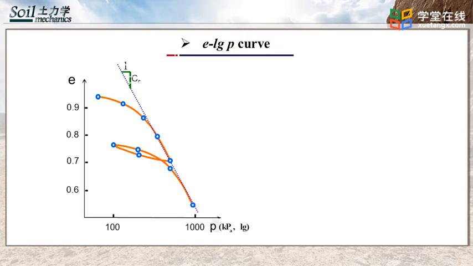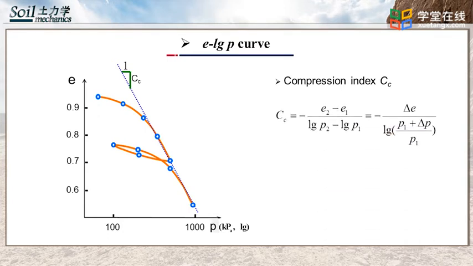Therefore, the slope of the linear portion of the e-log p curve is designated by the compression index Cc. It can also be used to estimate the soil compressibility. The larger the value of Cc, the steeper the compression curve, and the higher the soil compressibility will be. The compression index is a constant within a majority range of the applied pressure.